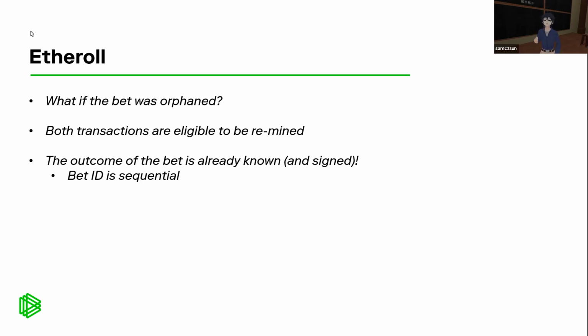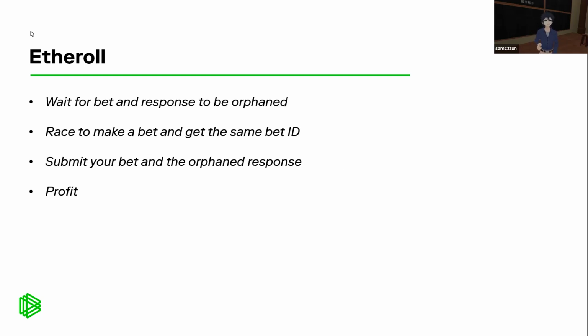So putting all these together, what you can do is you can wait for a bet and response to be orphaned, throw away the bet because you don't need it, but place your own bet instead and hope that you get the same bet ID. When you do, you submit the orphan response, which contains the result you already know. And if both these transactions make it on chain, you've essentially placed the bet that you knew the outcome to, which is a guaranteed win.